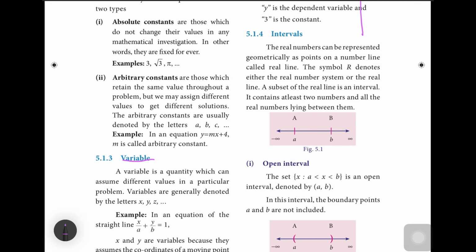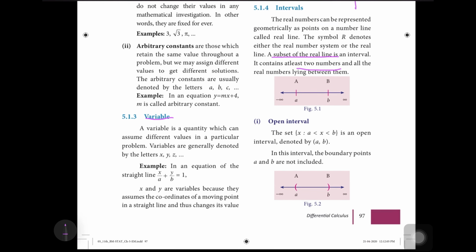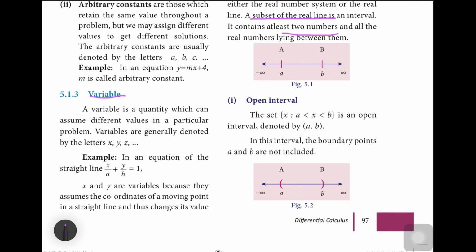What is an interval? On the real number line we can mark intervals. It is a subset of the real number line and it contains at least two numbers. Open interval means the boundary points a and b are not included. If I write the open interval (1, 3), the points 1 and 3 are not included. This is the open interval in curved brackets. But all the points on the real number line between 1 and 3 come in the open interval.